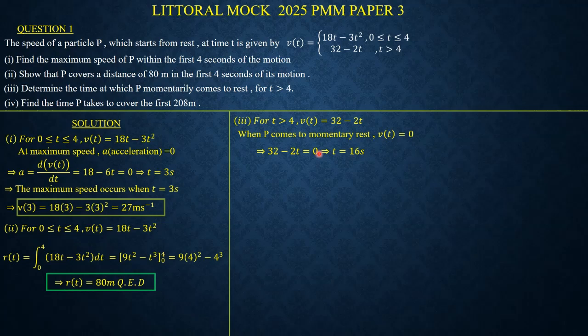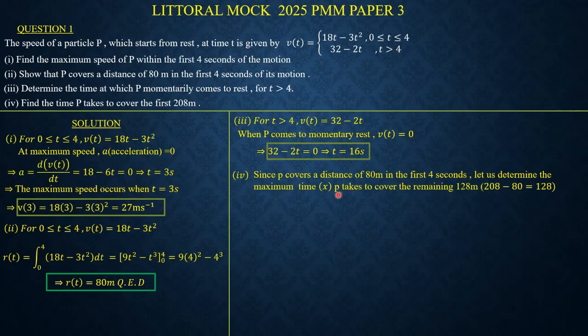Now in part 4, we are asked to find the time P takes to cover the first 208 meters. Now, we know that since P covers a distance of 80 meters in the first 4 seconds, we are simply going to use this first condition, because it is going to help us a lot in the next part of the question.